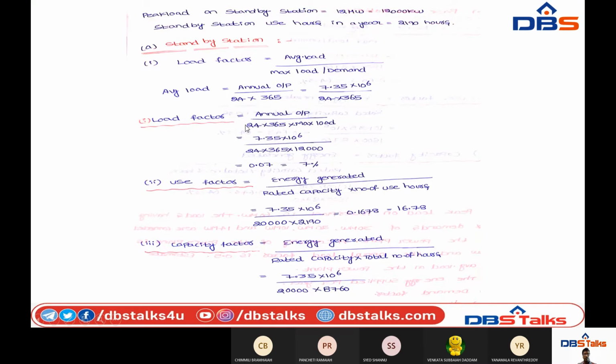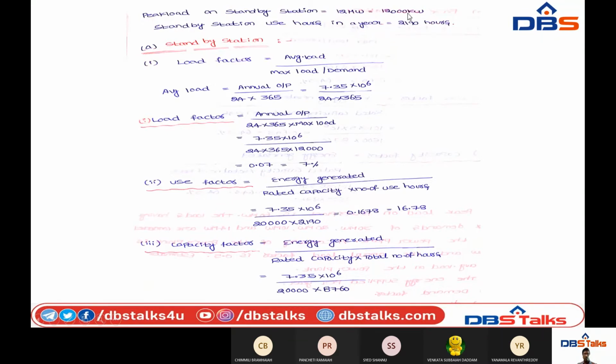We get the value by substituting in the load factor. Annual output, that is 7.35 × 10^6, divided by 365 × 24 times maximum load. Maximum load is 12,000 kilowatt. Peak load is nothing but maximum load or maximum demand. It occurs at peak stages.